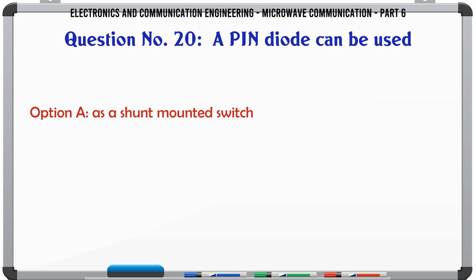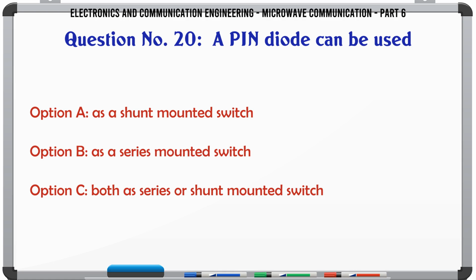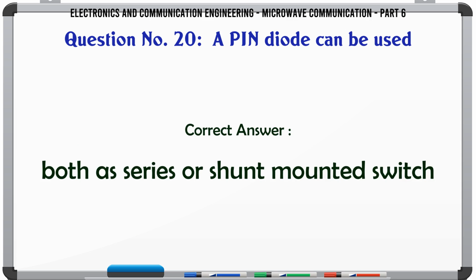A PIN diode can be used A. As a shunt-mounted switch, B. As a series-mounted switch, C. Both as series or shunt-mounted switch, D. None of the above. The correct answer is both as series or shunt-mounted switch.